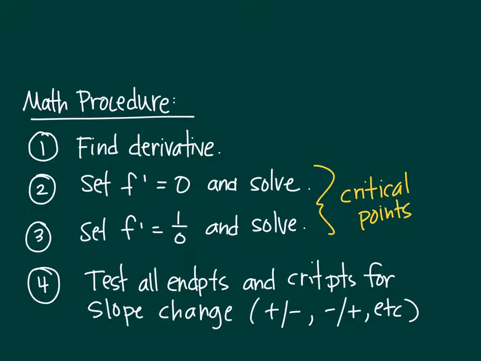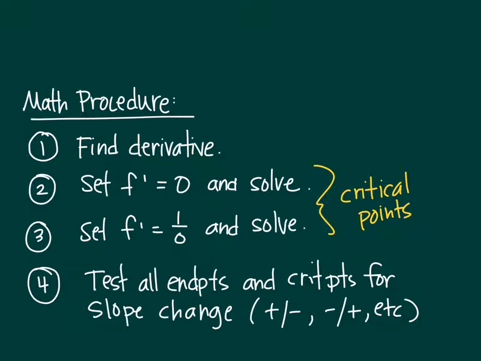That's the procedure. So we're going to do that for, I've got five questions for us to try that on. Okay, that's the overall procedure. Find the derivative. Find all the critical points. Assuming you're on a closed interval and this is continuous, then we're going to test all of them for their slope change. All right, so let me show you how that works.